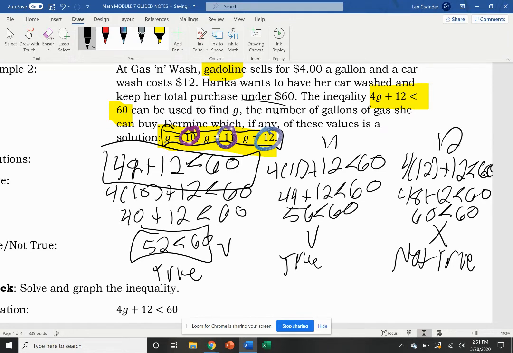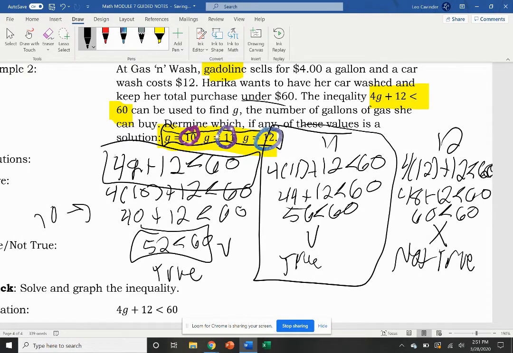Remember, this is 12, this is 11, and this is 10. She can spend 10 gallons, she can spend 11 gallons, but she cannot spend 12 gallons. She can't get 12 gallons of gas, which tells us that she can get 11 gallons of gas. Okay? Because remember, there's no line underneath it. If there was a line underneath it, then yes, she could get 12. She couldn't get any more than 12, though, because then she'd go over. But again, under 60 is the key word, and the inequality will tell us that. So she can do 11.